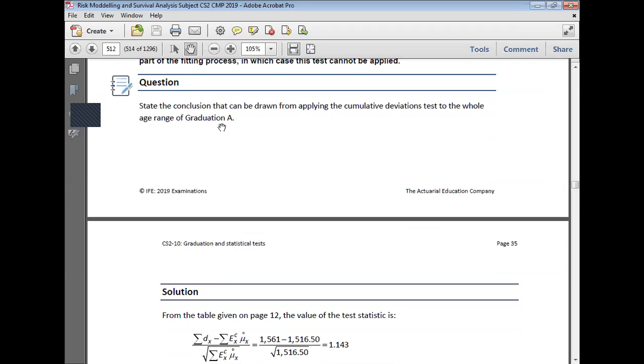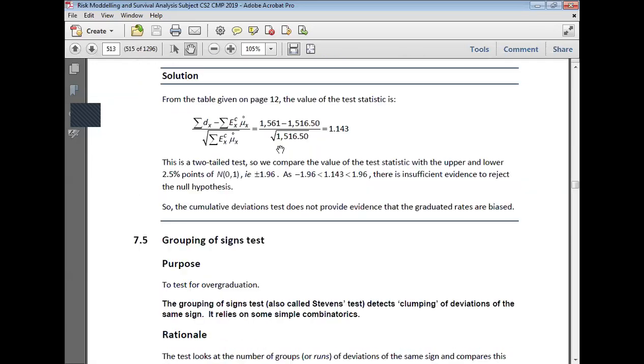Okay, so now we will apply the cumulative deviations test to the whole range of the graduation age. And we observe these many dx and so on. Previously, we used to sum up this whole fraction for all the ages. But now we have these summations separately, and there is only one standardization that we're doing. Instead of standardizing for all the ages, we standardize the cumulated variables over all the ages. And you only get one standardized value, and this will be your test statistic.